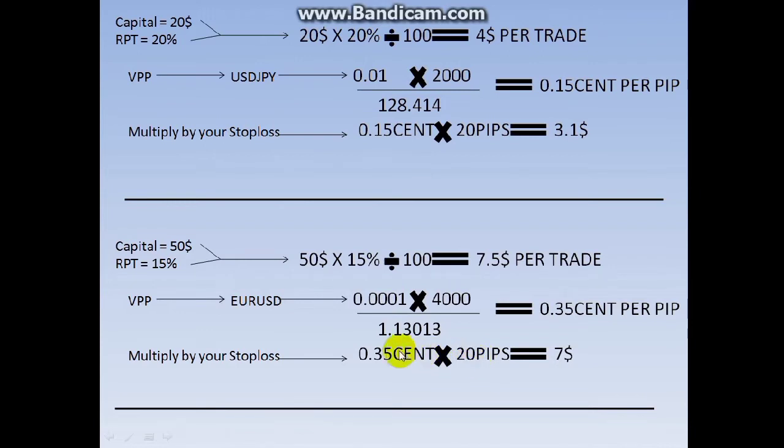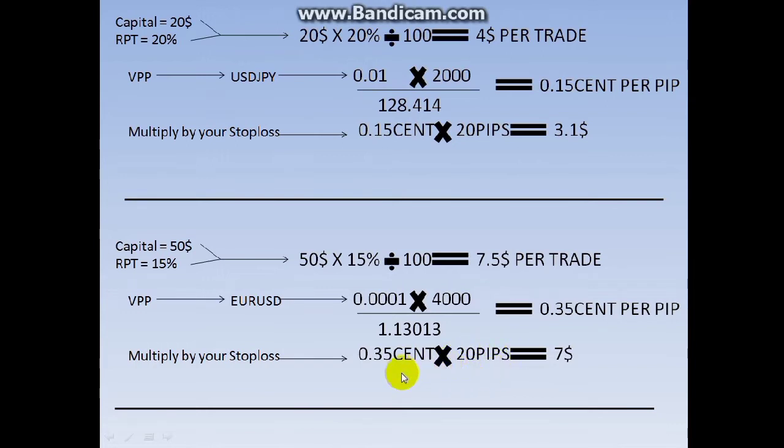So if you have a stop loss of, let's say, 30 pips, once you determine your value per pip, you multiply by the total number of stop loss pips. If the outcome is bigger than your risk per trade, then you have to reduce the lot size. Let's say that after multiplying, I got $8 instead of $7.5. That's over my risk per trade, so I have to drop the lot size to 0.03 instead. That is how you work around this trading plan money management.